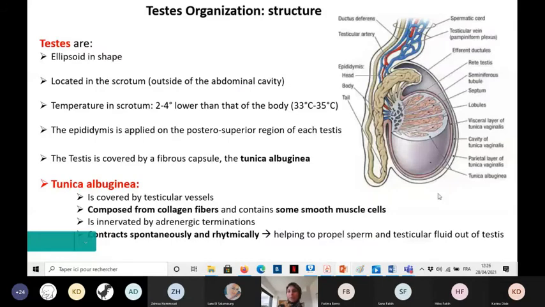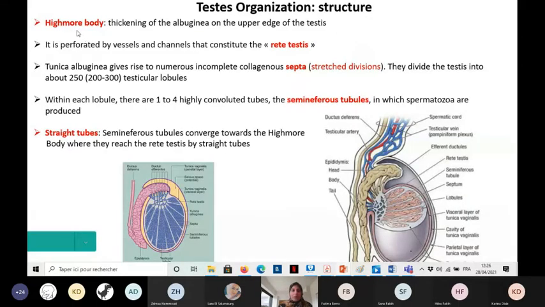In this figure we don't have the scrotum or the scrotal pouch. It's not represented. And then we have the Highmore body. What is the Highmore body? It is a thickening of this tunica albuginea. The tunica albuginea will get thickened here on the upper posterior side, just between the seminiferous tubules and the epididymis. This thickening is called the Highmore body.